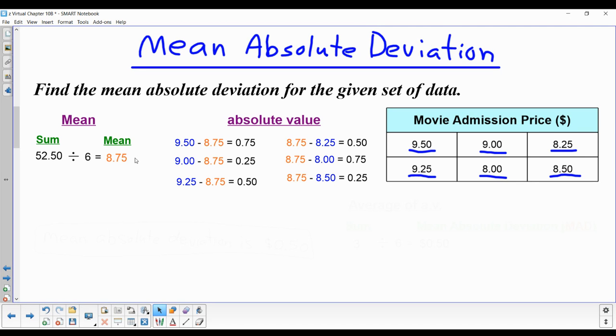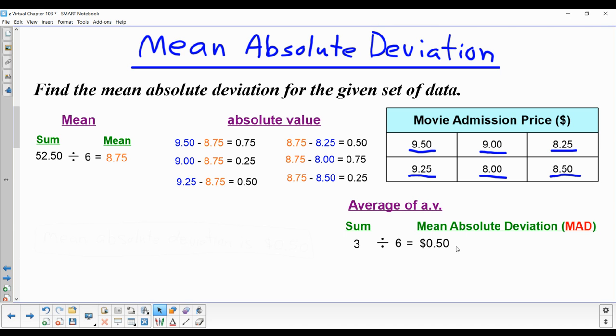So by doing this, I now know how far each of these pieces of data are from the mean, the $8.75. To find the average of them, I do what I normally do in finding the average, in this case, the mean. We're going to add them up and divide by how many there are. So I find the sum of all of the distances, the 75 cents, 25 cents, 50 cents, 50 cents, 75 cents, and 25 cents, and you will get a sum of $3. Then divide that by how many there are. There were 6. $3 divided by 6 gives us a mean absolute deviation of 50 cents.